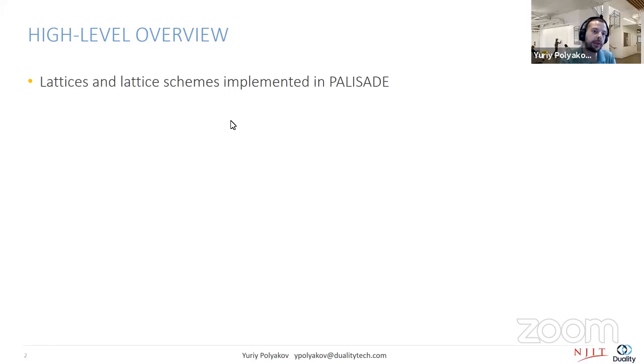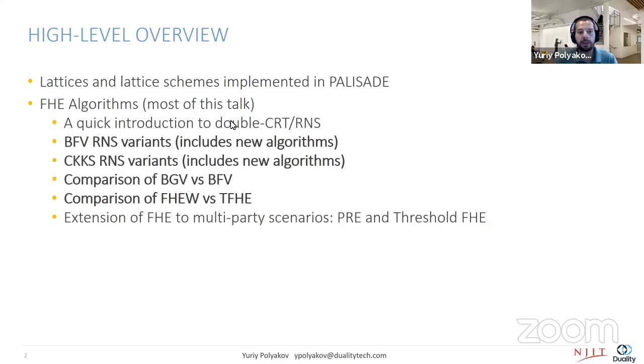First I want to start with the high level overview, and we will have a couple of introductory slides about the type of lattices that are implemented in PALISADE and which lattice schemes are implemented, just to give a background on the schemes in question. The main part of this talk will be about FHE algorithms, about FHE schemes, and significant focus will be placed on the residue number system representation, double CRT representation, because it's quite relevant for modern schemes, for many popular schemes.